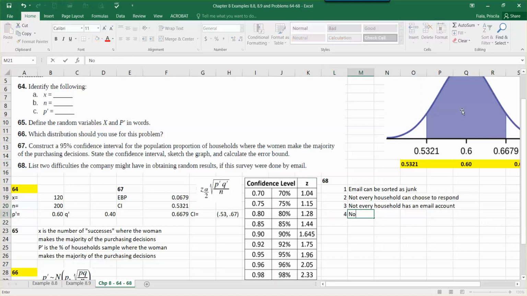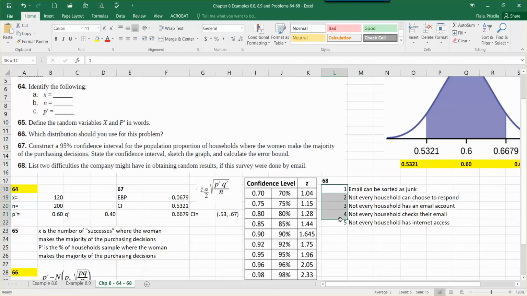Four, not every household checks, believe it or not, their email. They kind of select the ones that they want to read. And also, not every household has internet access. And we could be here and list several and several and several.